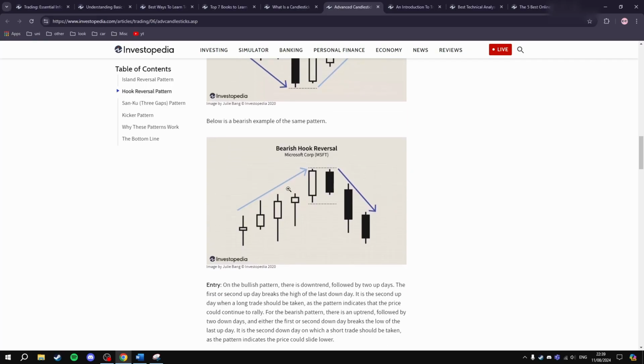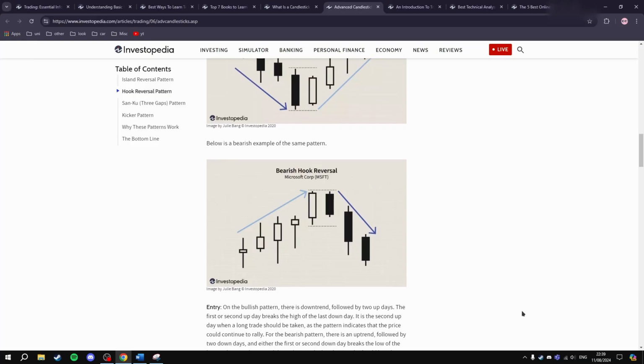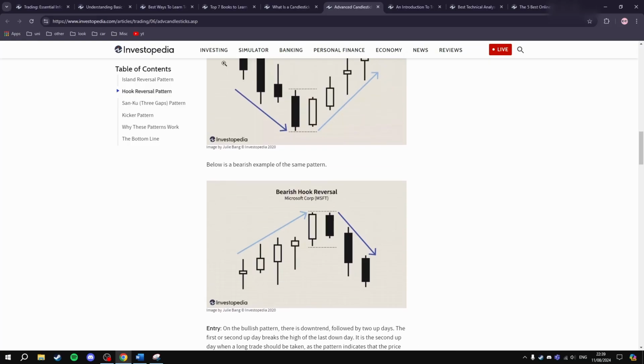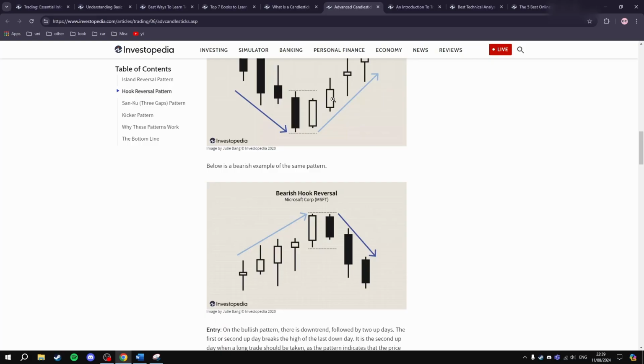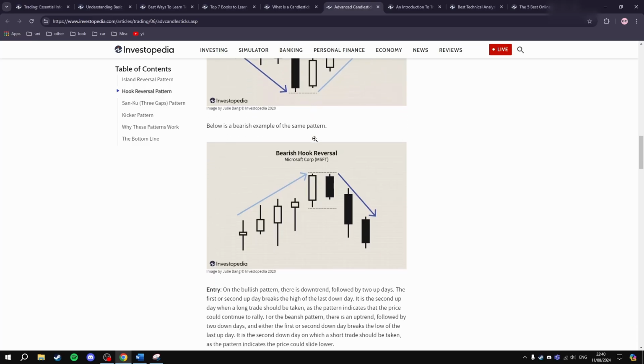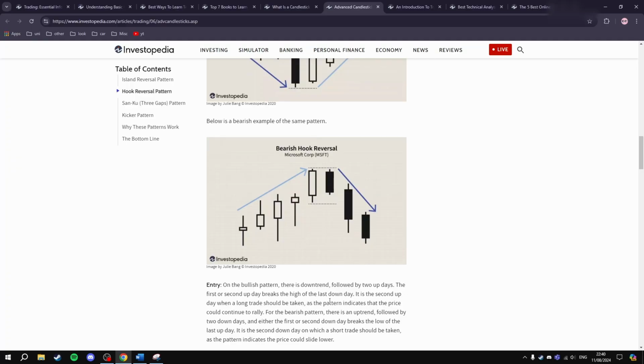No, on a second up day, so on this second one here, right? Wait, on the bullish there is a downtrend followed by 2 up days. So for these 2 up days, the first or second up day breaks the high of the last down day. So either this one's high is higher than this one, or this candle's high is higher than this one. You can see that the second candle's high is higher than the down candle's high here. It is a second up day when the long trade should be taken, as the pattern indicates that the price could continue to rally.